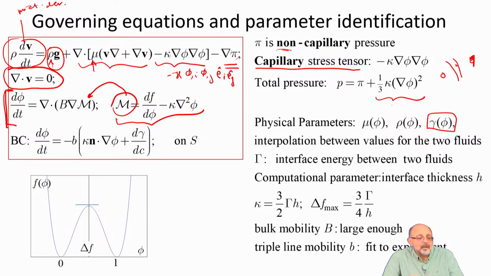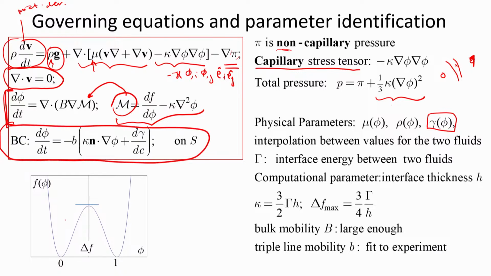Okay, now here comes... actually, before talking about boundary condition, which I will address on the next page, my function f of phi will be a double well potential, and I will have this relationship between my phase field parameters kappa and delta f, and my physical parameter, the liquid-gas interface energy, and my computational parameter, which is the computational interface thickness.